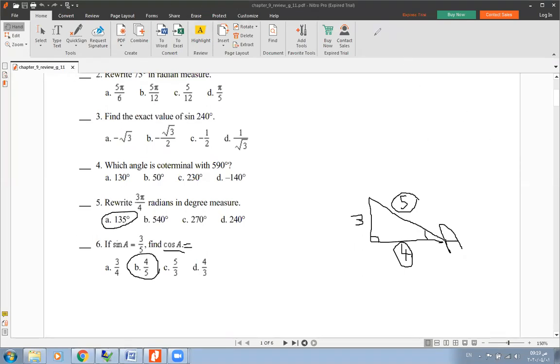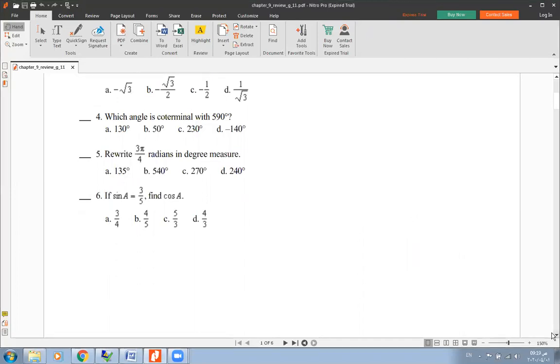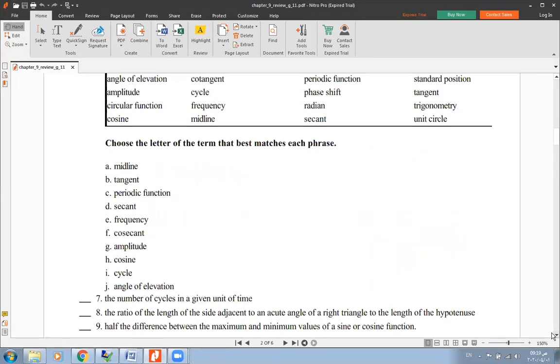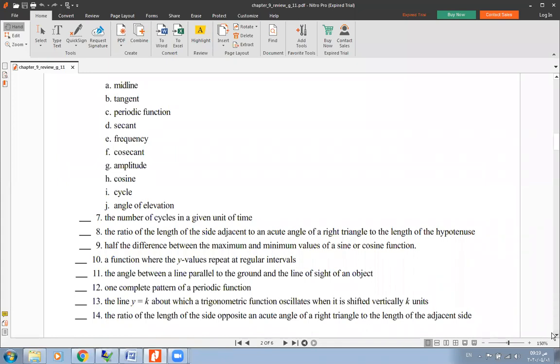Okay. We're going to the next example. Pay attention with me in this example. Choose the letter of the term that best matches each phrase. We have some definitions, and we use these definitions from A to J to answer numbers 7 to 14. These are all definitions. We work together.